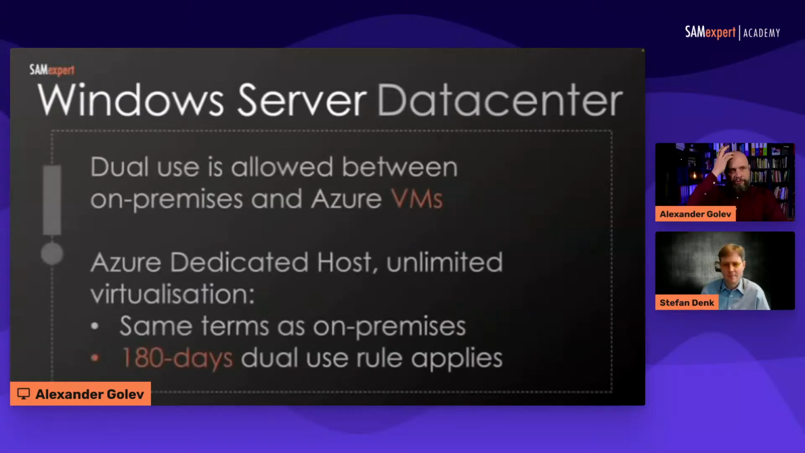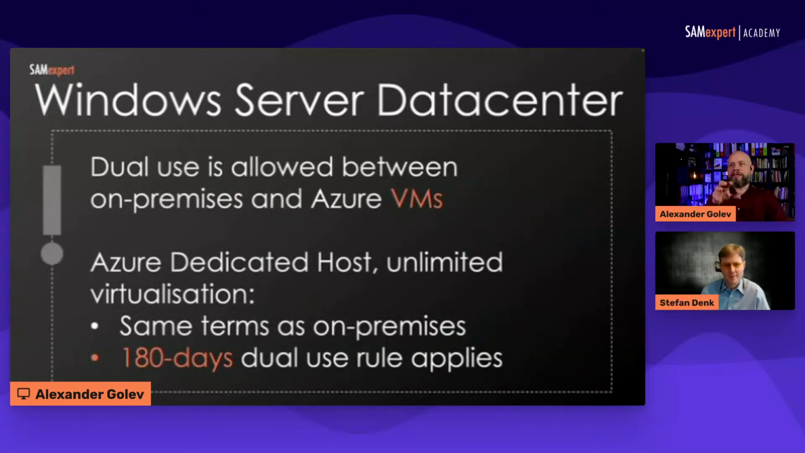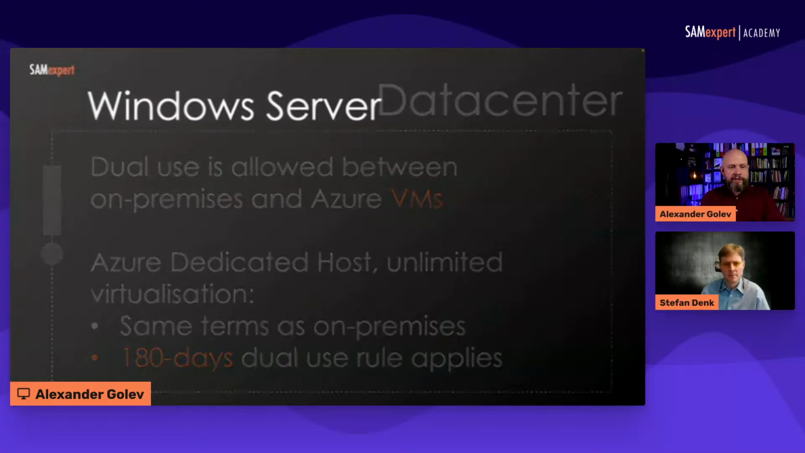So Windows Server Datacenter. Dual use is allowed between on-premises hosts and Azure virtual machines, but if you want to assign your Windows Server Datacenter licenses to dedicated hosts, then it's just a typical license reassignment. Again, you have 180 days to migrate your host licenses to dedicated hosts in Azure. In that case, there's no dual use. But normally, when we talk about dual use, it's on-premises on the hardware, on the hosts, and at the same time, Azure virtual machines.